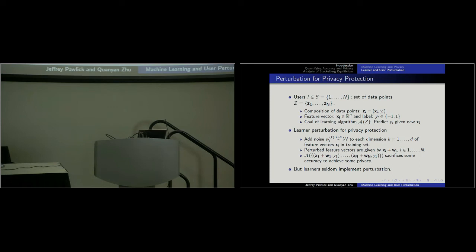So there is a game between the learner and, let's say, the web browser, the service provider, for example, versus the user. So we have N users, and these are N data points. Let's say these are Z, XI and YI, where Y is the label and XI is a feature vector. The perturbation is that when you submit the data, you can actually add some noise on top of it.